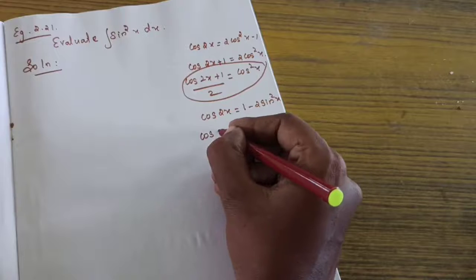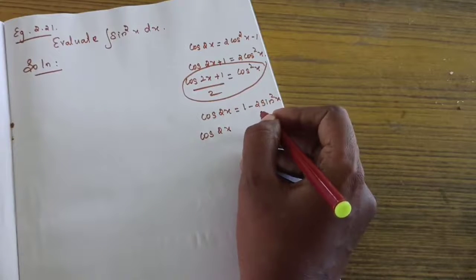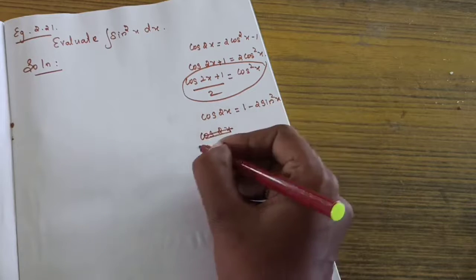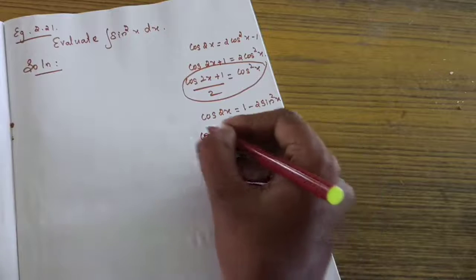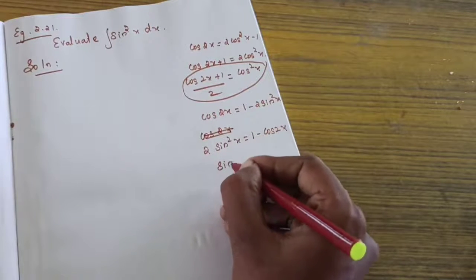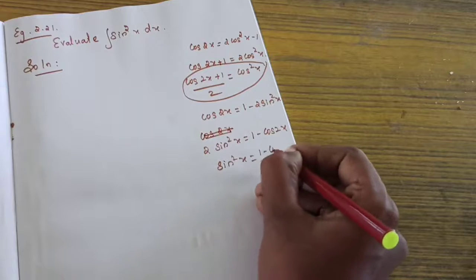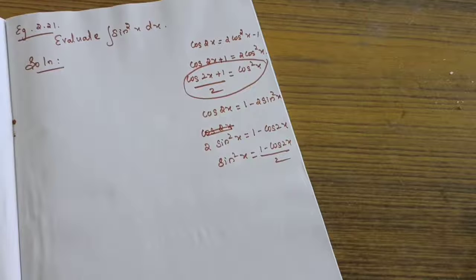So cos 2x, I need plus 2 sin square x value. Is it right? So I am going to bring this to this side. 2 sin square x is equal to 1, bring this to this side, minus cos 2x. So sin square x, what's the formula? 1 minus cos 2x divided by 2. Have you got it? Understand?